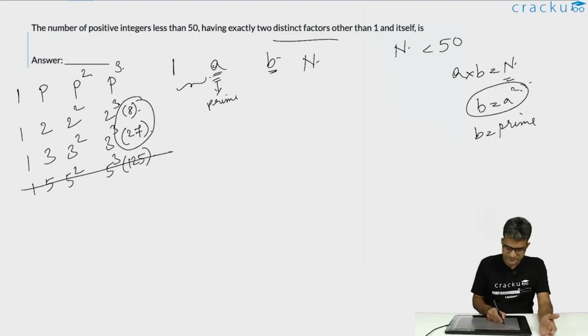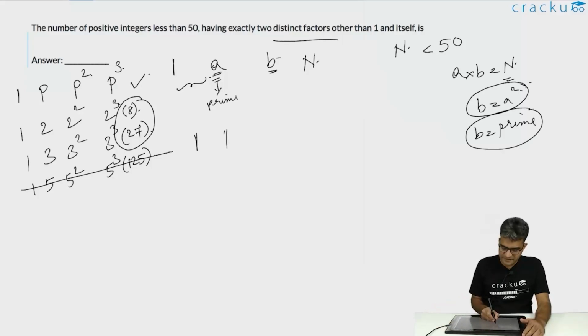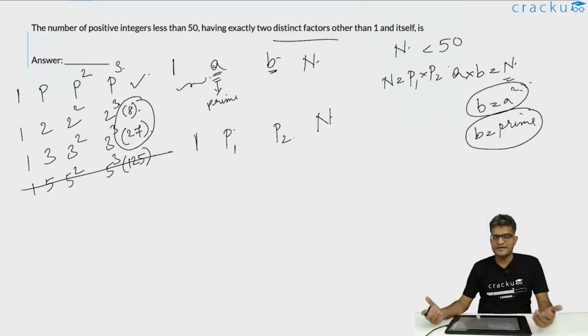These two are allowed. In the second case, we are assuming that b is a prime number. So basically we have 1, we have a prime number p1 say, and we have another prime number p2, and we have n. And the value of n is one prime number p1 into another prime number p2. What are all the cases that are possible?